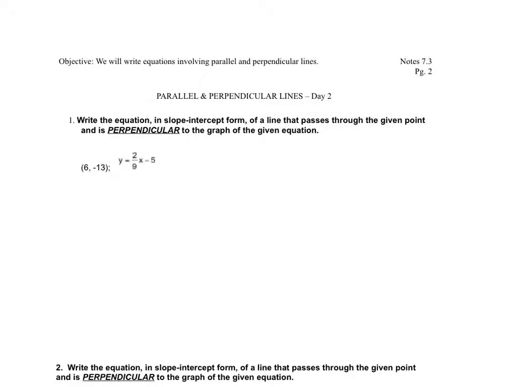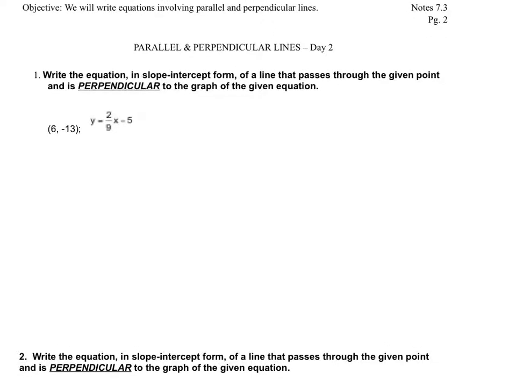Let's take a look at notes 7.3, Parallel and Perpendicular Lines, Day 2. On number 1, it asks us to write the equation in slope-intercept form of a line that passes through the given point and is perpendicular to the graph of the given equation. So here I'm given a point and an equation in slope-intercept form. In order to write the line that is perpendicular, I need the perpendicular slope, which we know is "flopposite."